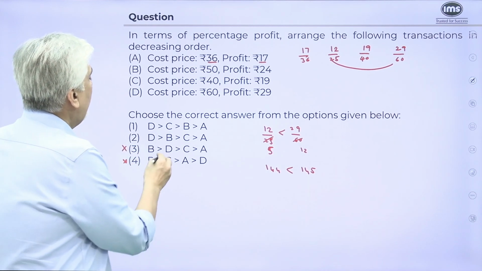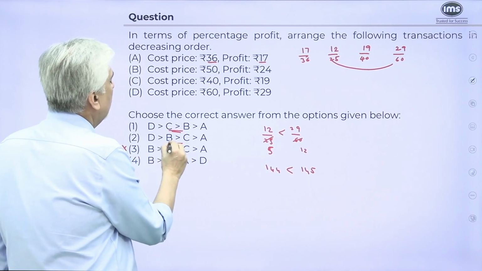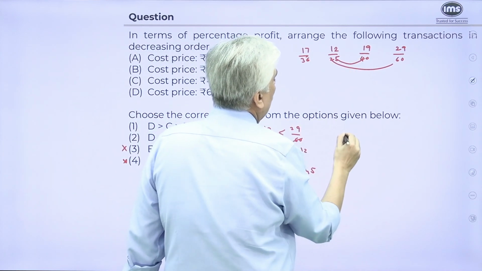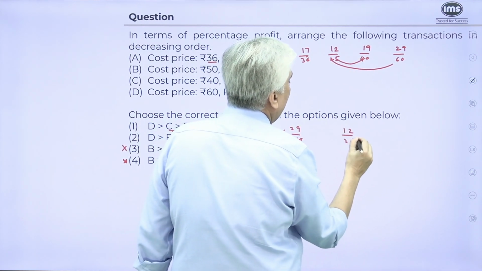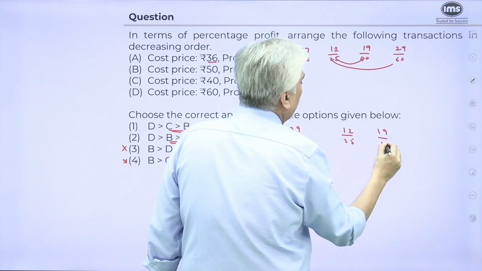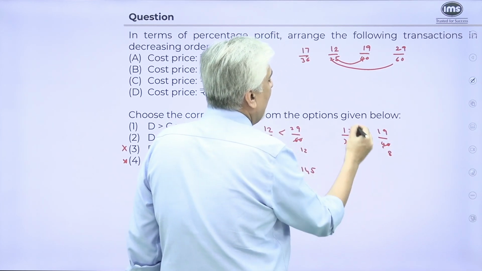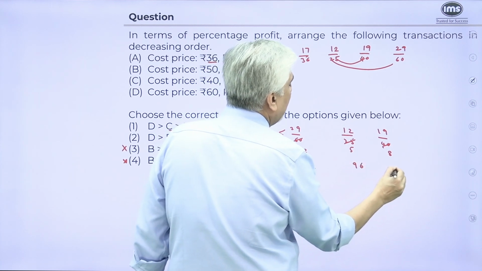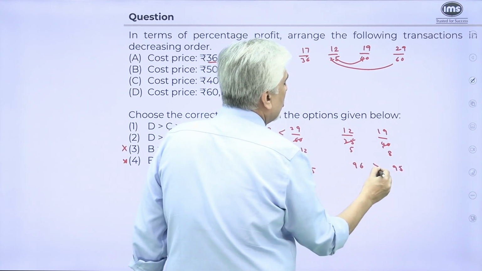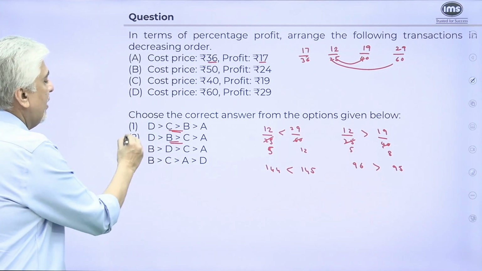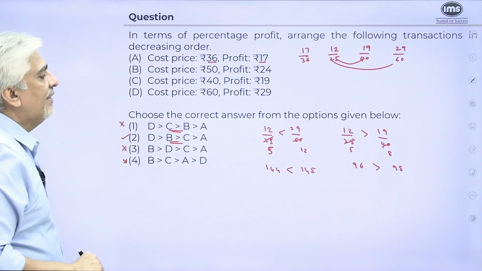Now, I just need to compare C and B. C and B, that is these two. 12 upon 25 and 19 upon 40. 5 5s are, 5 8s are. 12 8s are 96, 19 5s are 95. So this is greater. So B is greater. Now B is greater over here in the second option, so the answer is the second option.